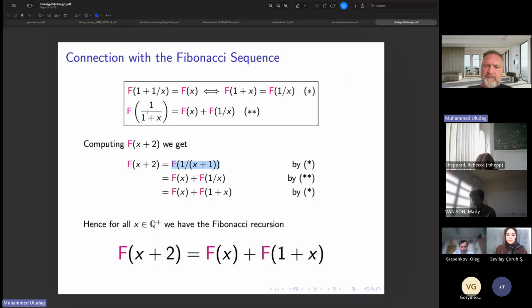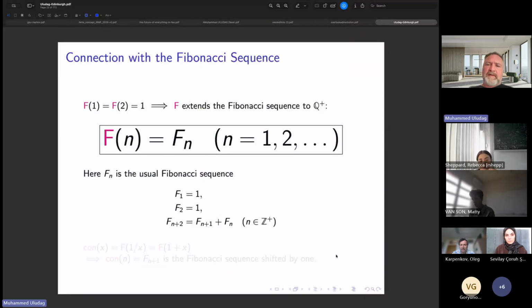But f of 1 over 1 plus x equals f of x plus f of 1 over x. And f of 1 over x, again from this equation, equals f of 1 plus x. So f of x plus 2 equals f of x plus f of 1 plus x. And this is the well-known Fibonacci recursion. And since f of 1 equals f of 2 equals 1, as we have just found, we see that f extends the Fibonacci sequence to the set of positive rationals.